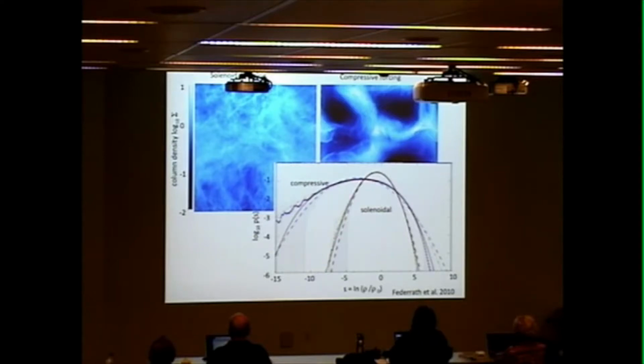So essentially, what you can show from the simulations is that the sigma s, the width of this distribution, depends on the forcing, whether it's solenoidal or compressive, and the Mach number, so the amount of the RMS velocity fluctuation that you have.